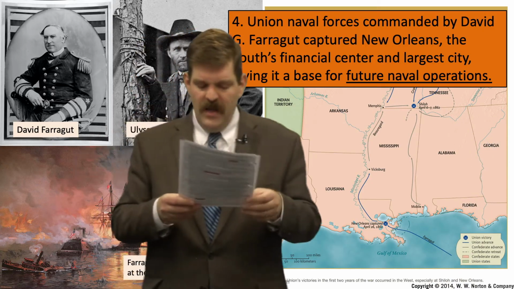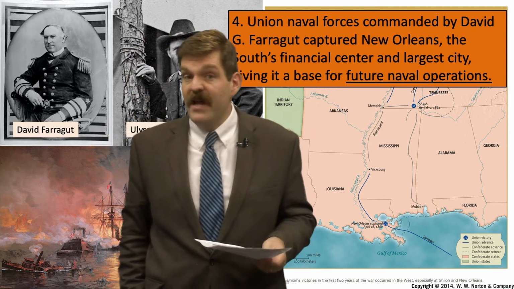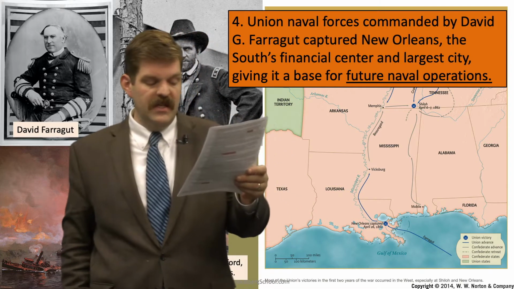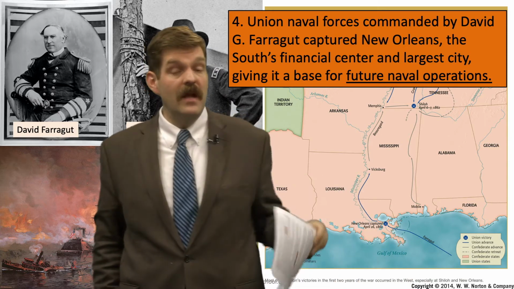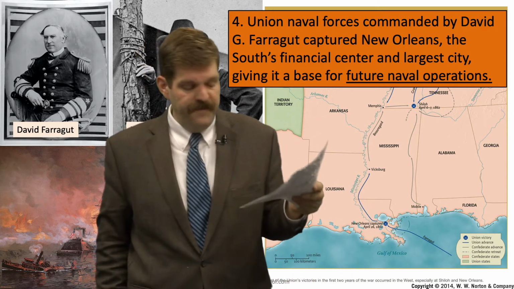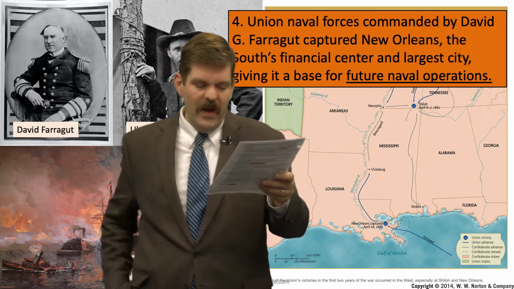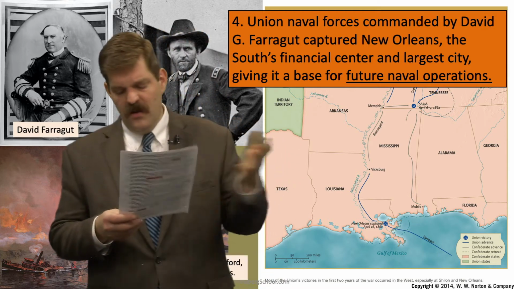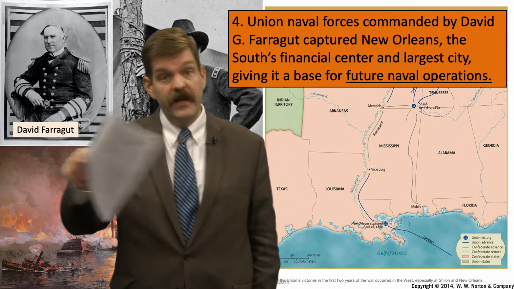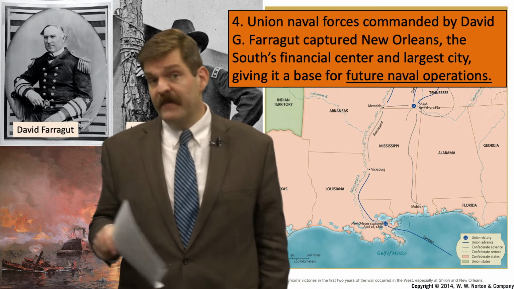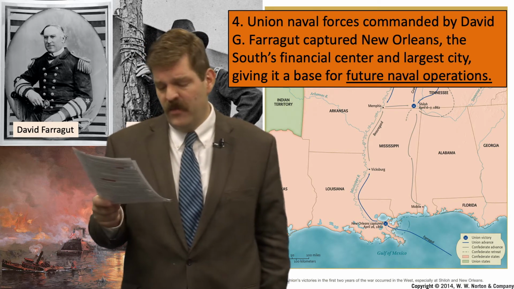Union naval forces, commanded by David Farragut, captured the port city of New Orleans, which was the financial capital of the South, and it was the largest city in the South. And when the Union forces take that, basically that gives them a strong naval foothold and a base for future naval operations. Union victories in the West significantly hurt Confederate strengths in the Mississippi River Valley. So while McClellan is mostly flailing on defending his line, in the West, Grant is doing a better job of holding down the Western Front.